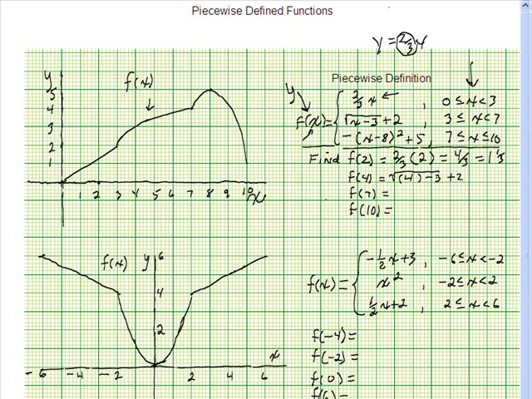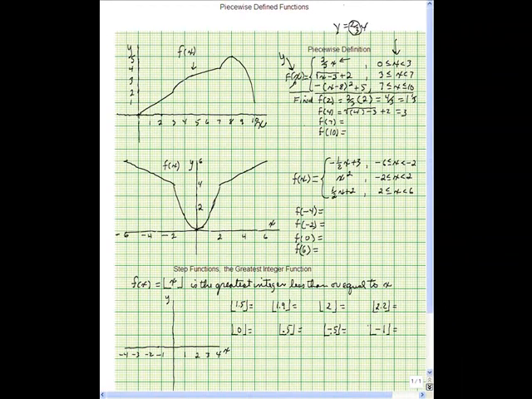Well, 4 minus 3 is 1. Square root of 1 is 1, plus 2 is 3. So that says f of 4 is equal to 3. I come over here to f of 4. I count up 1, 2, 3, and sure enough, when x is 4, y is 3.